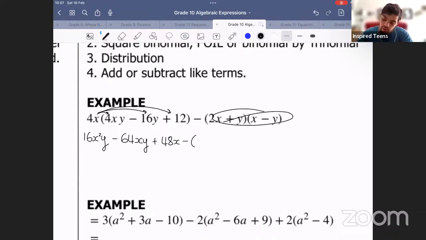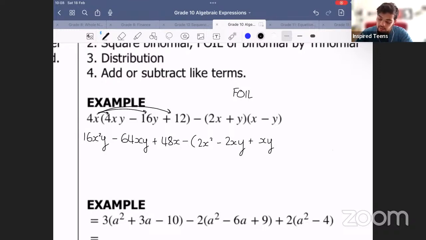Now I'm going to do this binomial by binomial, or FOIL: first, outer, inner, last. First is going to give me 2x squared. Outer is going to give me negative 2xy. Inner is going to give me plus xy. Last is going to give me plus minus y squared. Again, if there are any calculation errors, please let me know. So 16x squared y minus 64xy.